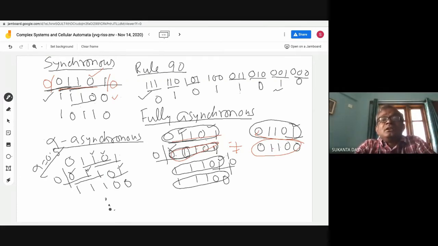If you have any question, you may ask at this stage. So here I have considered null boundary condition, but I can do the same for periodic boundary condition. I shall give one example of periodic boundary condition, then I'll continue this part.